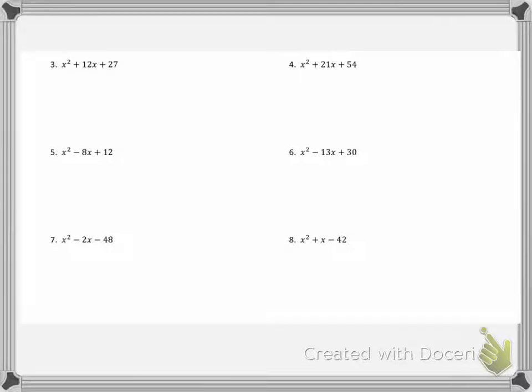So, let's look at number 3. We've got ourselves x squared plus 12x plus 27. So again, what multiplies to c adds to b. I need the two numbers that multiply to 27 and add to 12. The two numbers that do that are 3 and 9. 3 times 9 is 27. 3 plus 9 is 12. Therefore, this will factor apart into x plus 3 times x plus 9.